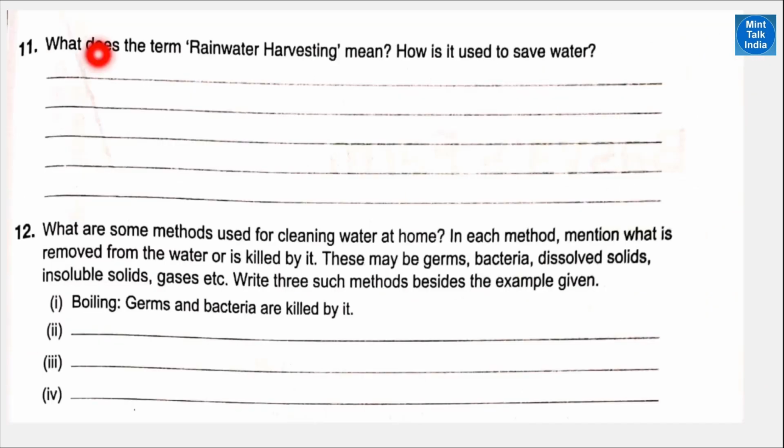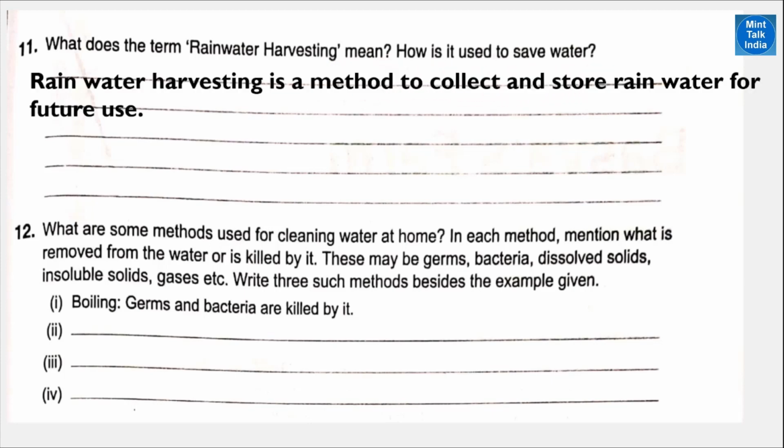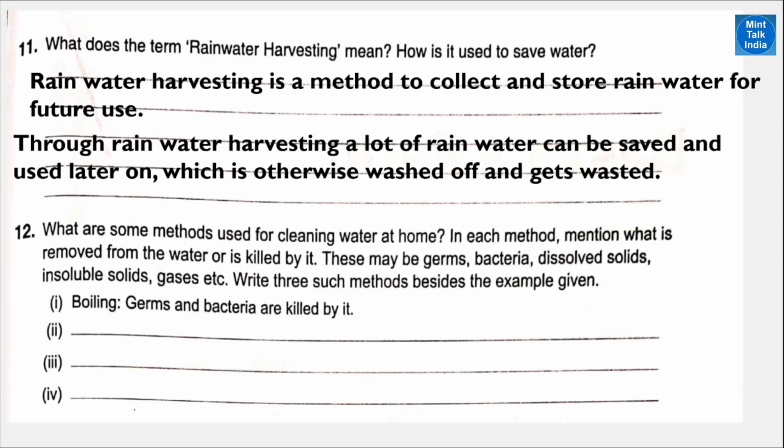Next question, what does the term rainwater harvesting mean? How is it used to save water? Rainwater harvesting is a method by which we can collect and store the rainwater for our future use, which we get for free and which we should save. Through rainwater harvesting, a lot of rainwater can be saved and used later on, which is otherwise washed off and gets wasted.